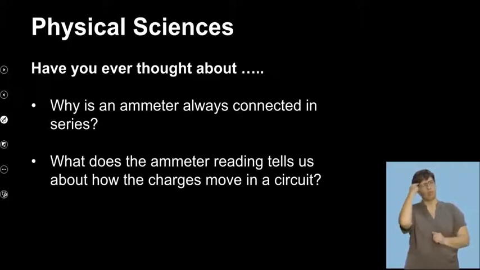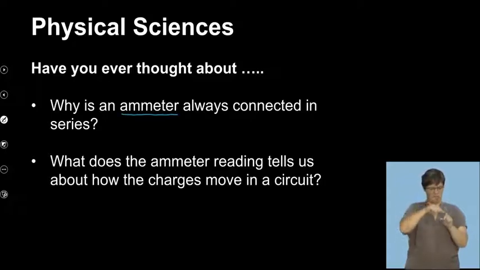Now, the thinking that is going to guide our session for today are the following. Okay, have you ever thought about, number one, why is an ammeter always connected in series? We'll talk about an ammeter as a device that is actually used to measure current in a circuit. And then the second thought that you must think about, just to guide our understanding, is what does the ammeter reading tell us about how much charge moves in a circuit? So the ammeter is the device that measures current, and the reading that we get from the ammeter, what more does it tell us in our understanding of what current is all about, right?